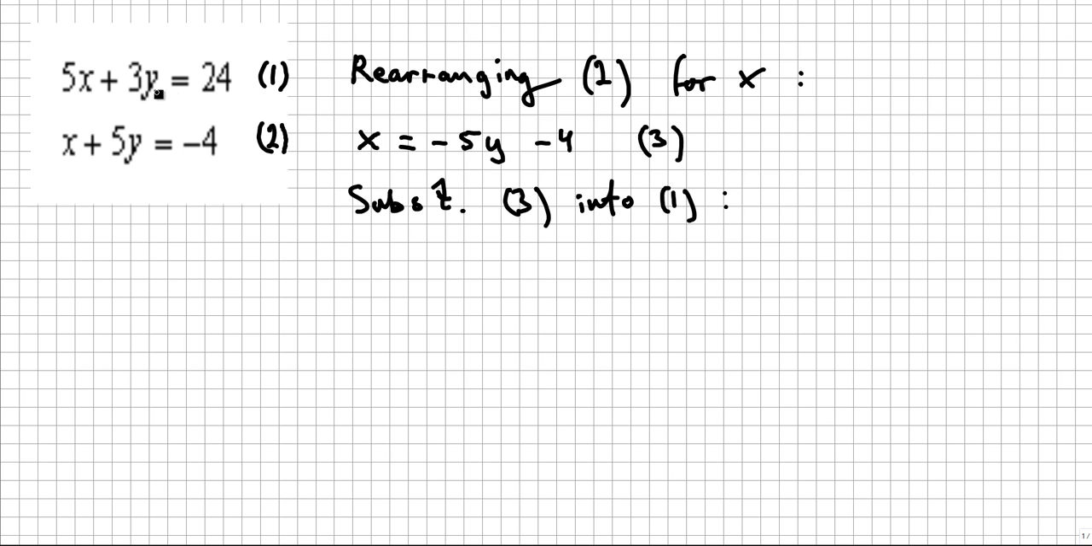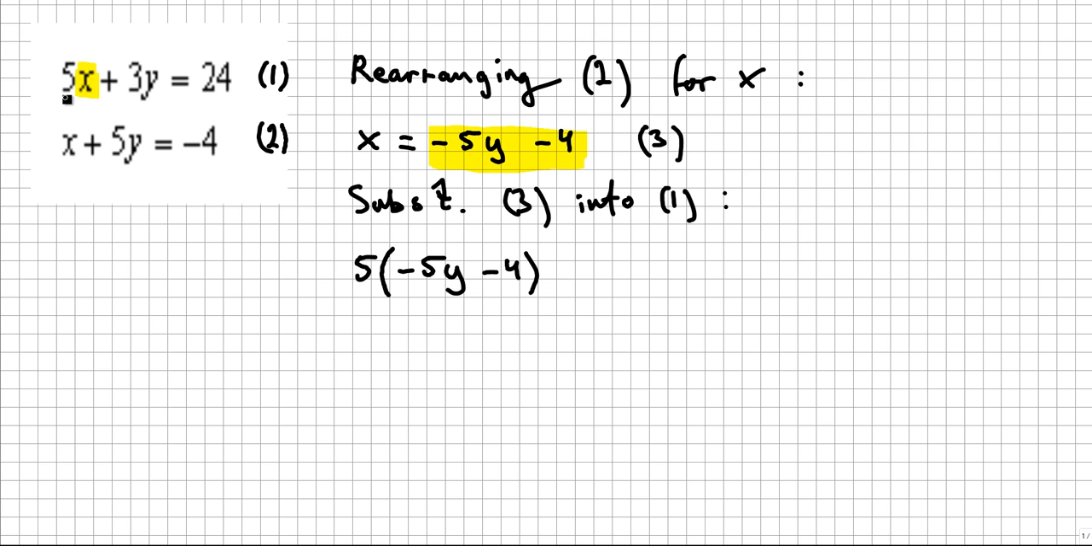we have 5x plus 3y is equal to 24. But instead of writing x, we're going to write this, minus 5y minus 4. So instead of x, we're going to write minus 5y minus 4. So let's see. 5x means 5 times x, even though we don't write it out. We know that it's 5 times x. So 5 bracket, which means multiplication. And instead of writing x, we write minus 5y minus 4.